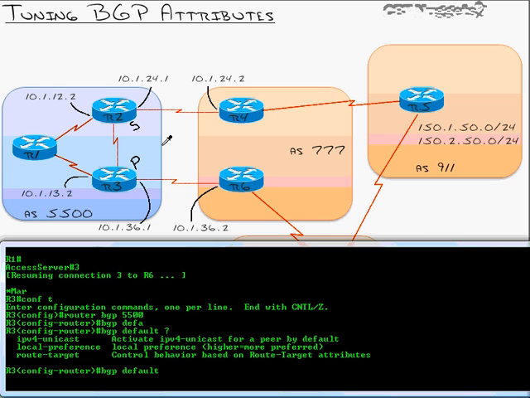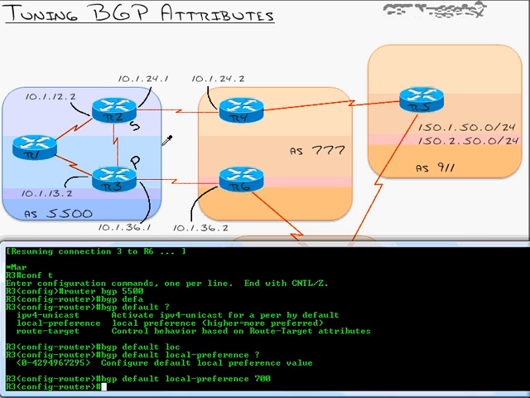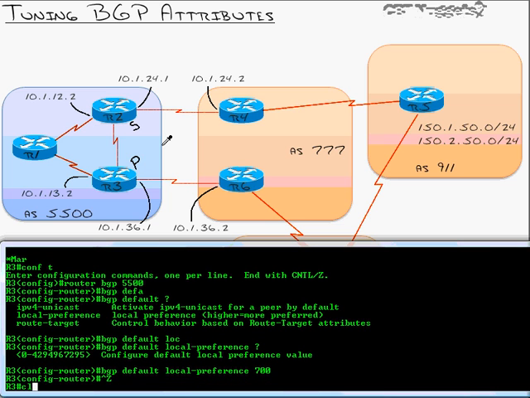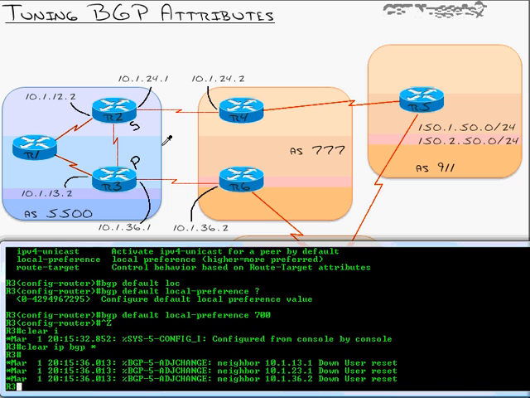and you hit the question mark, and local preference. BGP default local preference, and I'll just say, higher is better. You remember the default is 100, so I will say 700. Enter. I'm done. That's it. Clear IP BGP. And I have now set the local preference on router 3.